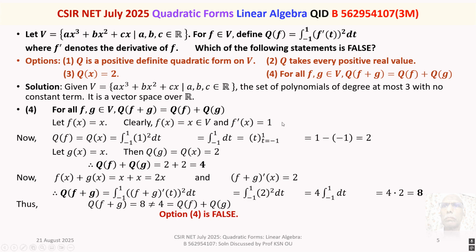Namely, we have to find out that statement which is false. So option 4 is false. And as this is a problem from section B, only one answer is correct. Therefore, the answer to this question is option 4. And that is the detailed discussion of the solution of this problem. Yes, we continue in the next slide. For the other options, I will show you they are all true.